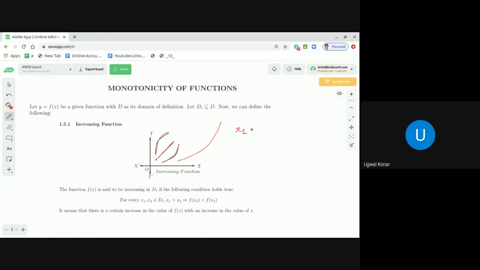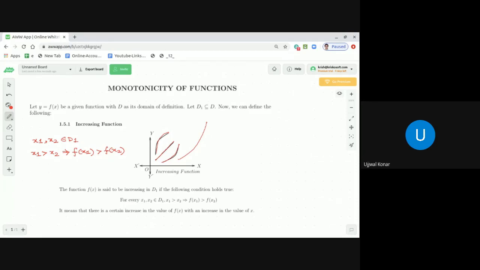That means x1 and x2 such that they belong to D1, because where we are going to make that study, D1 is a subset of D, such that x1 greater than x2 implies that f(x1) is greater than f(x2). Then we can say the function is an increasing function. That means there is a certain increase in the value of f(x) with an increase in the value of x.